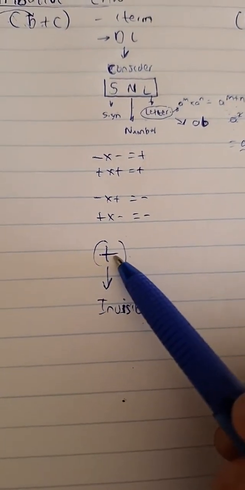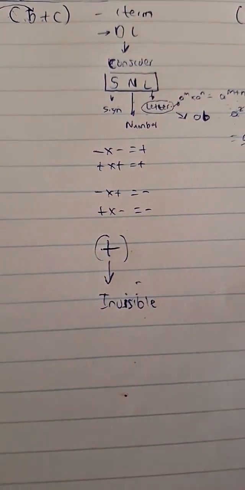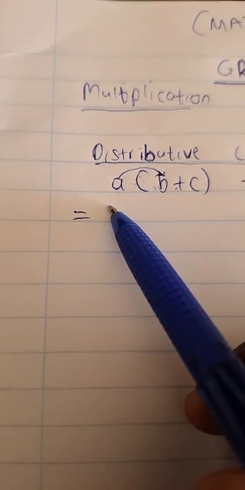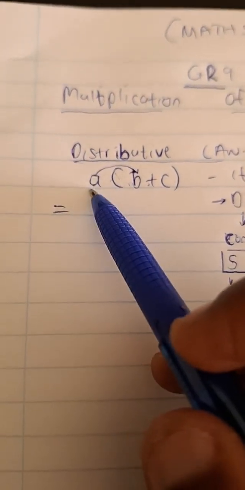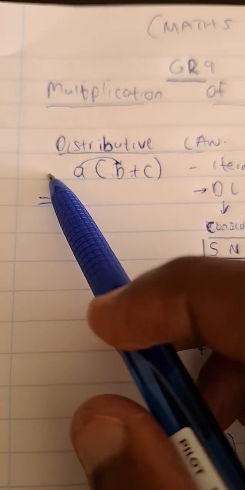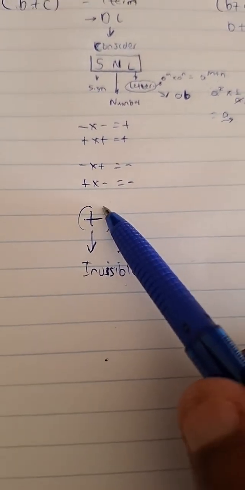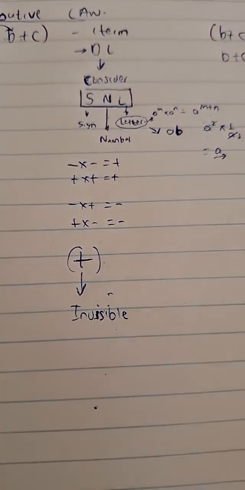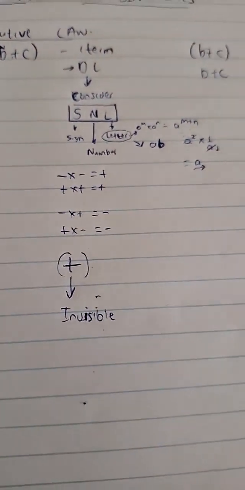The positive sign must be invisible. It doesn't have to be written, all right? Especially if it is a first term and it's standing alone. Where the positive sign has to be visible is when the positive sign is in between two terms. Then that positive sign has to be visible.